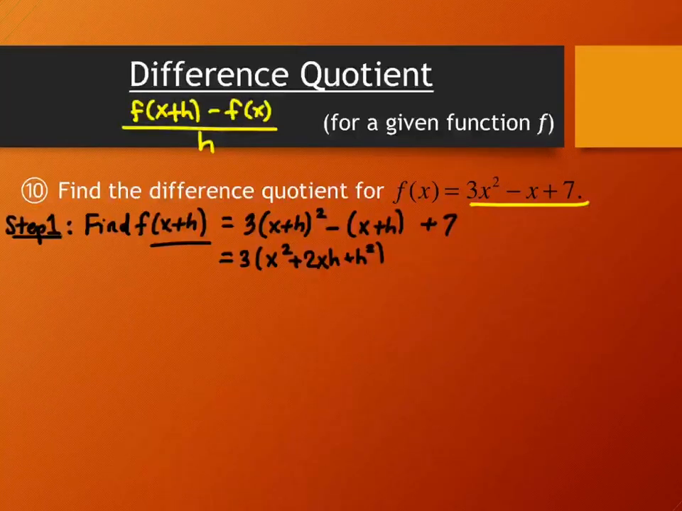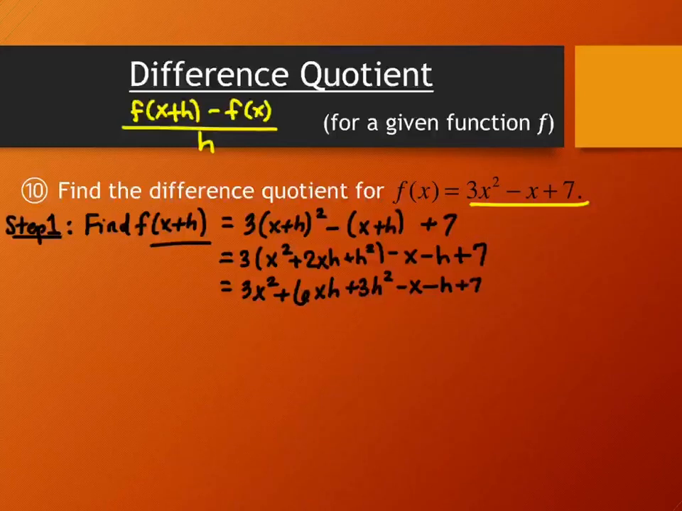And then I'm going to distribute the negatives, so I have minus x minus h and plus 7. The last step to clean this up would be to distribute the 3. 3x squared plus 6xh plus 3h squared minus x minus h plus 7. And you are done with step 1. Replace the x plus h and simplify. That's step 1.